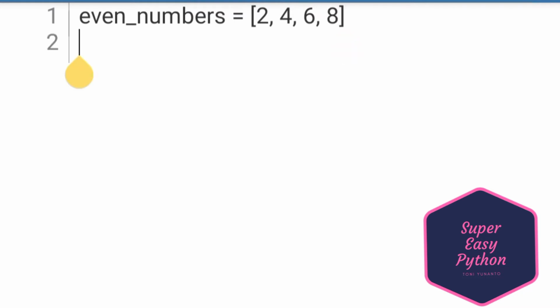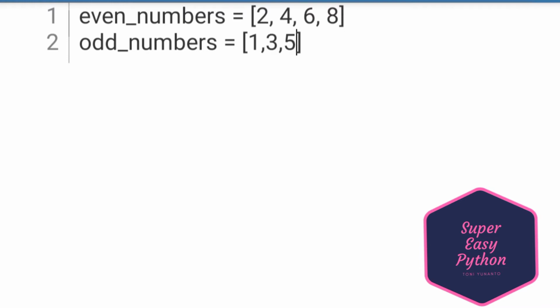And then we make another variable. The other variable is like this: odd_numbers equals to square bracket 1, 3, 5, and 7.